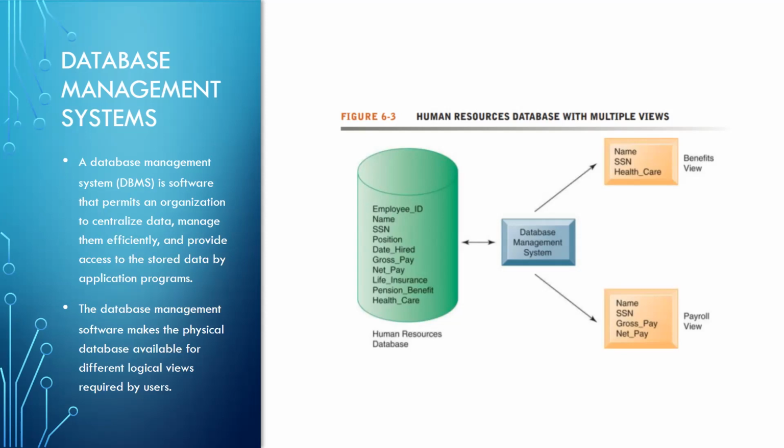So, in a human resources database, all the information of one employee are all stored in one file. But in database management, we can make a different view or file of each employee. So, for example, here in our illustration, we have the benefits view and payroll view. If we want to look for the benefits of that particular employee, we can go to benefits view. So we can see there the name, SSN, and the healthcare, same as the payroll view.